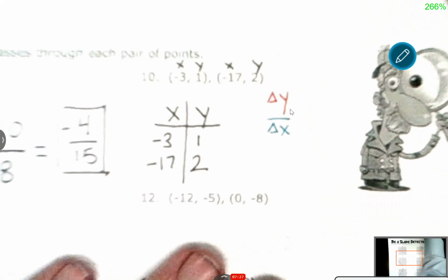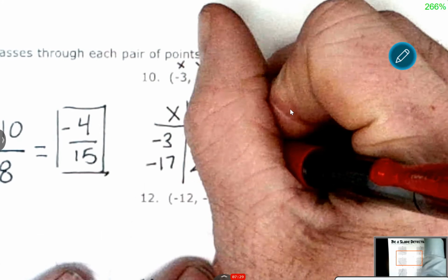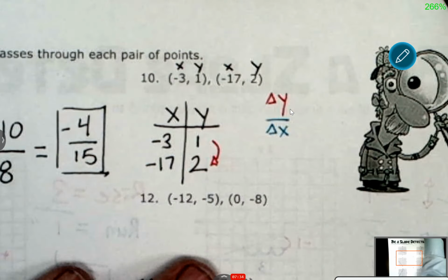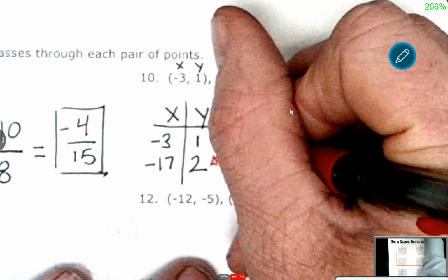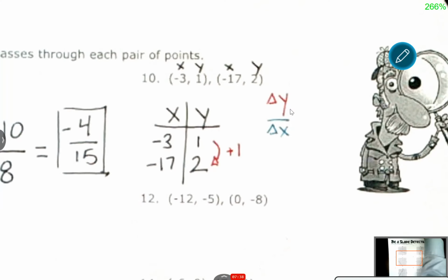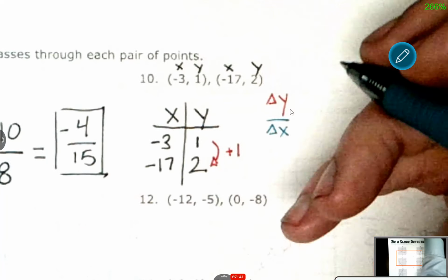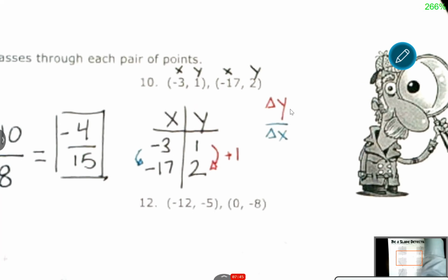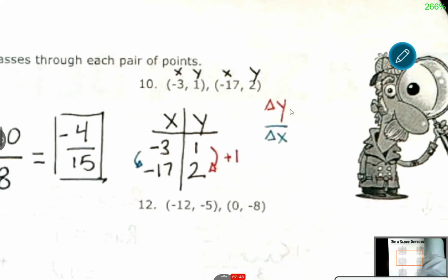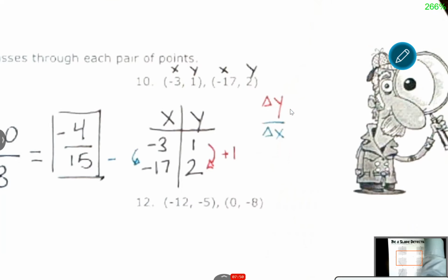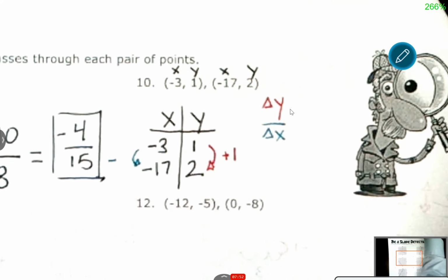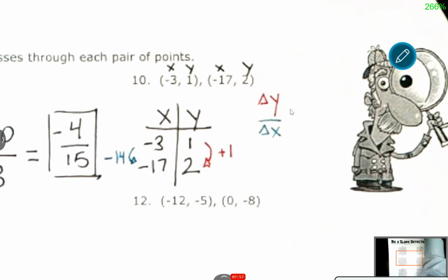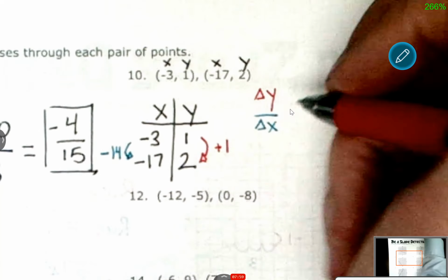Now I just need to calculate. How much did my y change by from 1 to 2? Well, it went up, so it's positive. Went up by 1, so my change of y is 1. How much did my x change from negative 3 to negative 17? Think about it. It went down, more negative. It went down by 14. So now I have my change of y, my change of x.